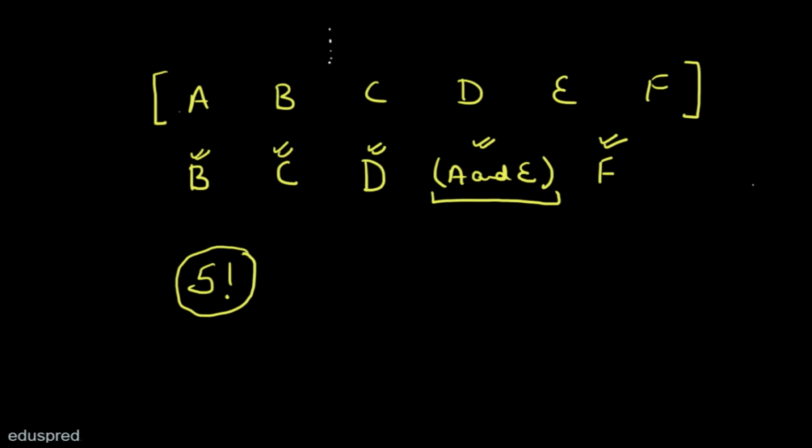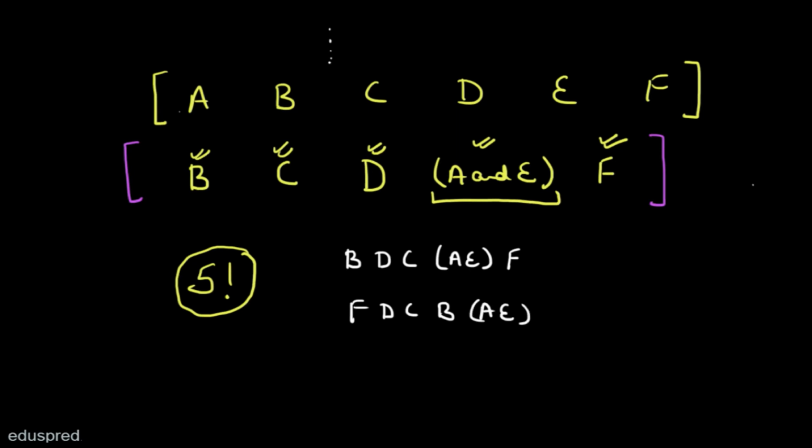There is one more step that we have to do before we come to our final answer, and let's see that additional step. If I'm working with these 5 letters, the possible arrangements I can have are B, D, C, A E, F, because A and E are combined and treated as one letter. Another possible arrangement could be F, D, C, B, A E, because we have taken A and E as one element. Now this 5 factorial includes all possible arrangements like these. The problem is that A and E can also be arranged in 2 factorial ways. So I can write one more outcome by just interchanging the positions of A and E.